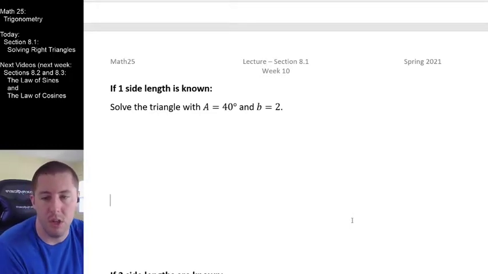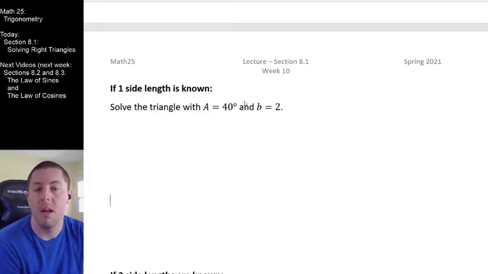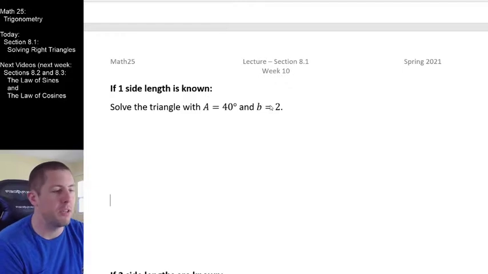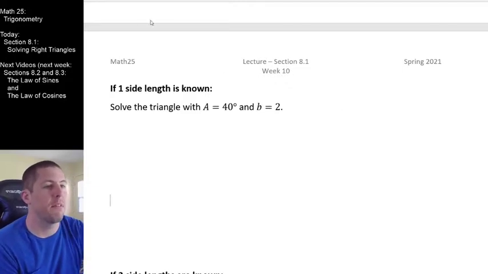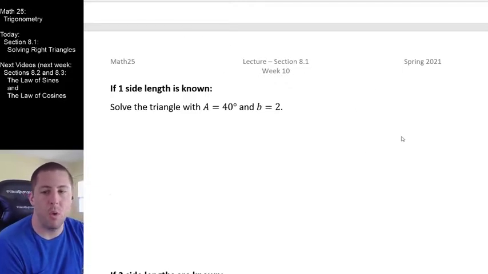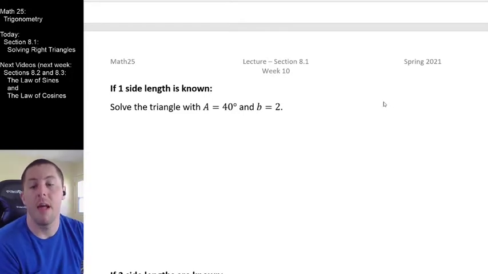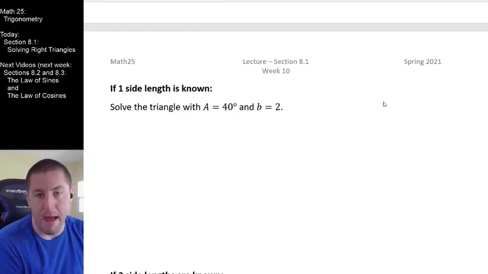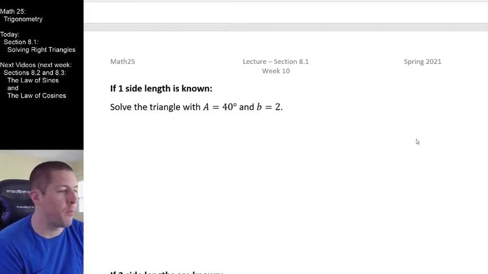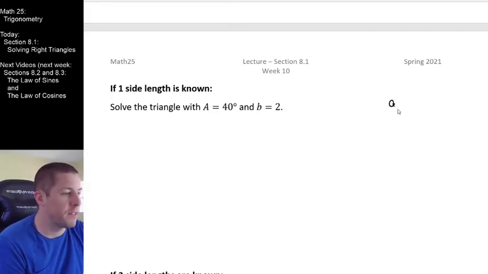If one side length is known, what I'd like to do is solve the triangle with A being 40 degrees and B being 2. Now, what I'm thinking to myself is, let's go ahead and set up just a way to report our answers before we even start this thing right here. Then we'll draw a picture, then we'll do the math, then we'll fill out the rest of what we found here. So what I'm thinking to myself is, I know that our responsibility if we're solving a triangle is to come up with 3 side lengths as well as 3 angles. So I'm just going to lay those out for myself right here.